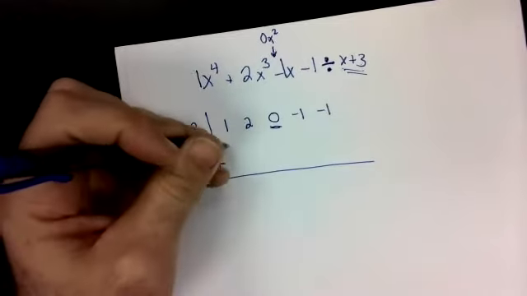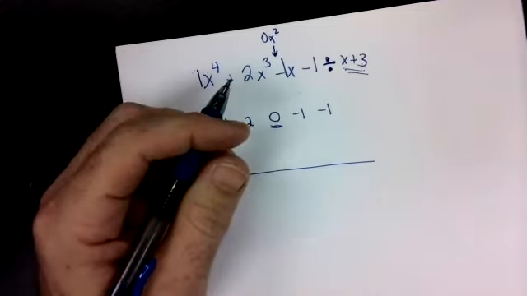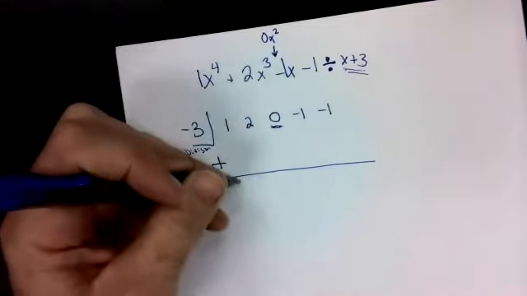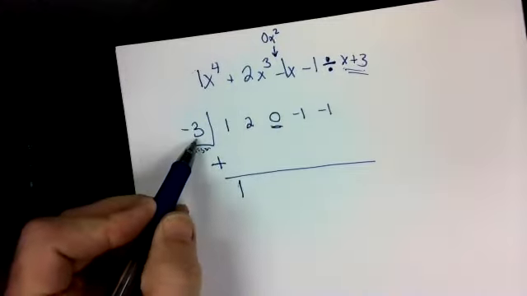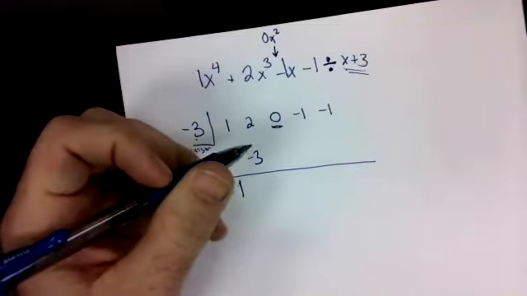So you're always going to follow add. Add, and again, multiply. So negative 3 times 1 is negative 3.